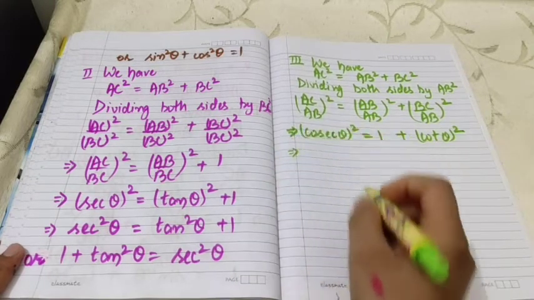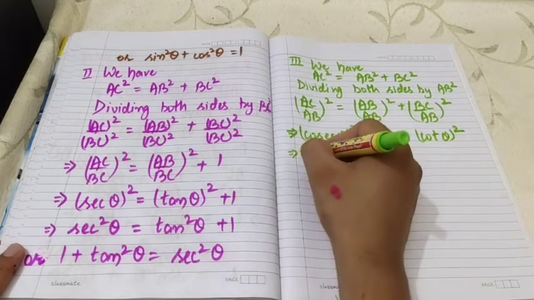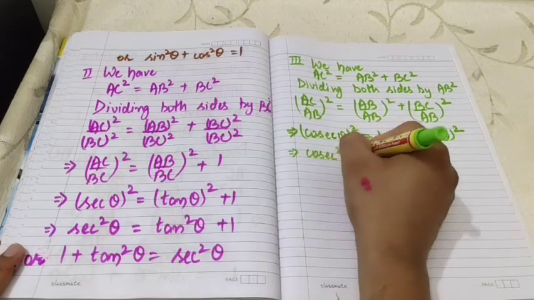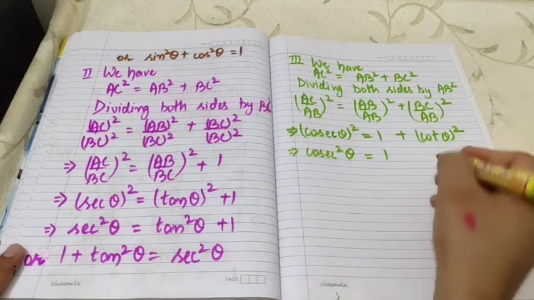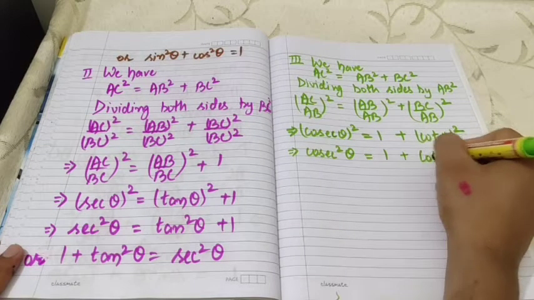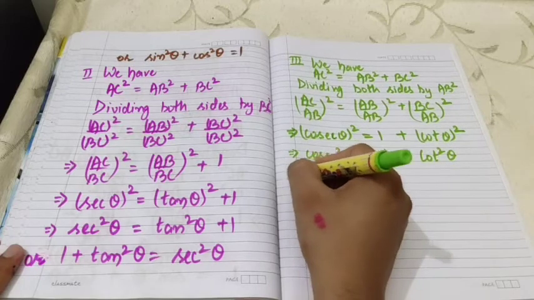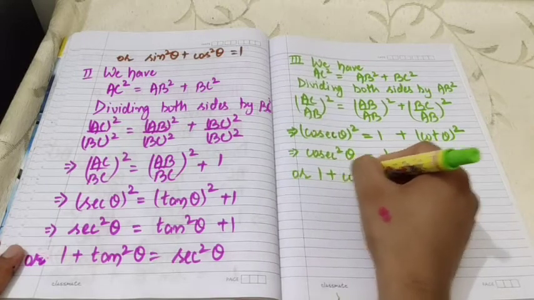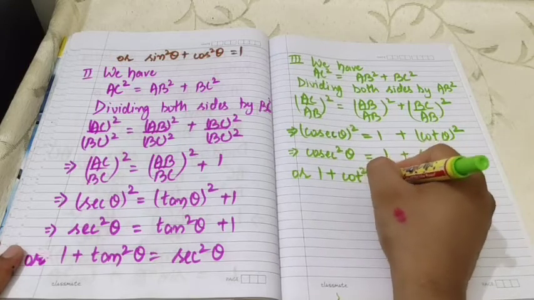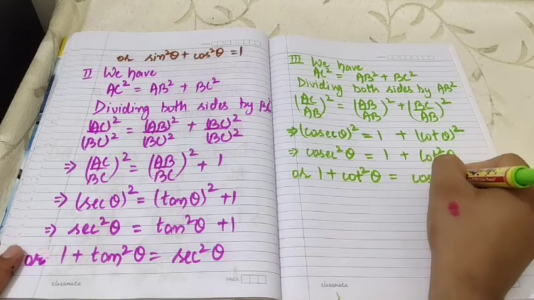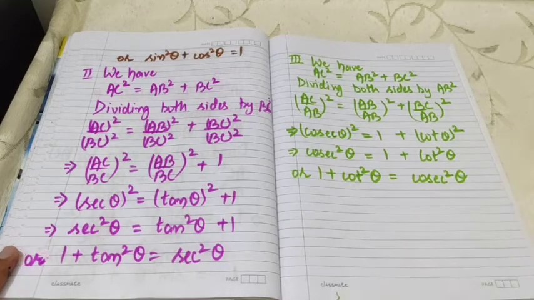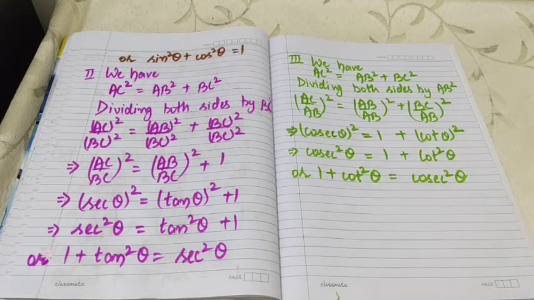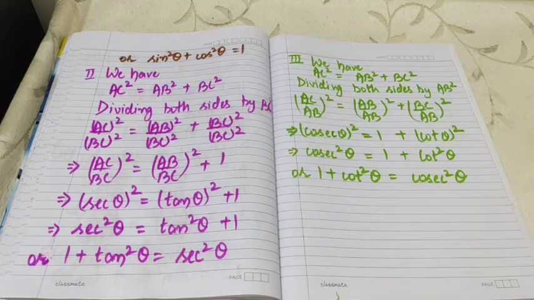In the next step, cosecant theta the whole square can be expressed as cosecant square theta equals 1 as it is, and cot of theta the whole square can be expressed as cot square theta. That is how we arrived at our third identity, that is 1 plus cot square theta equals cosecant square theta. So students, these are three basic trigonometric identities which we can use to prove many other identities.